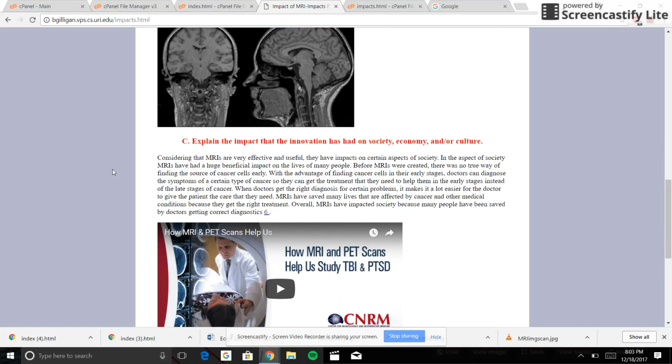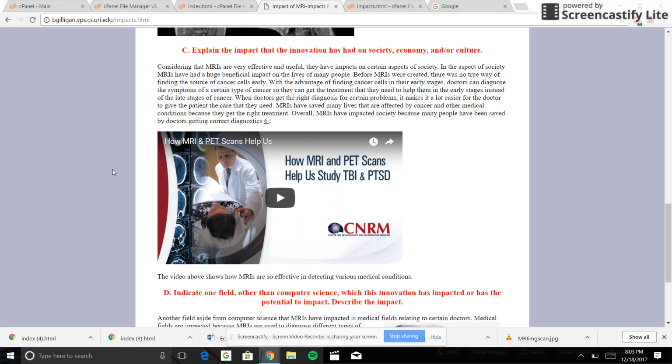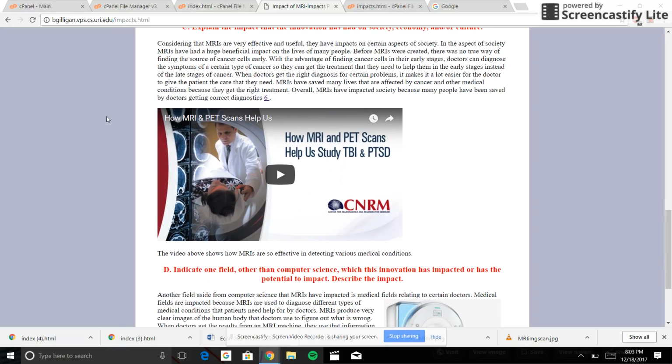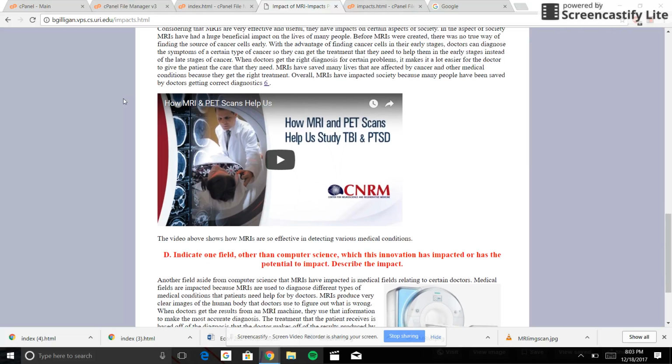Going on to the next question. I'll be explaining the impact that the innovation has had on society, economy, or culture. Considering that MRIs are very effective and useful, they impact certain aspects of society. They've had a huge beneficial impact on people's lives because when you can detect cancer cells in early stages, doctors can use that information to get the patient the care that they need as soon as possible. It also has saved many people with that.